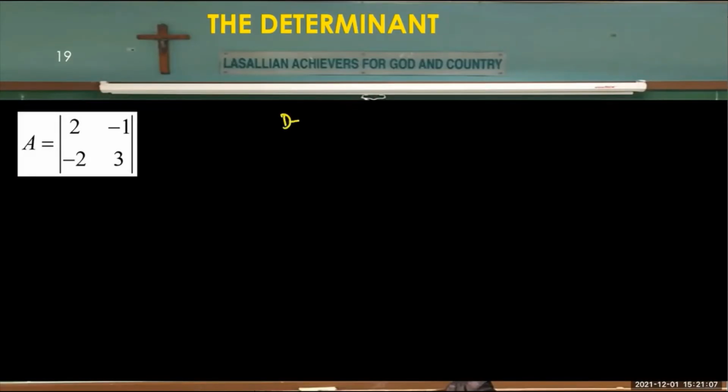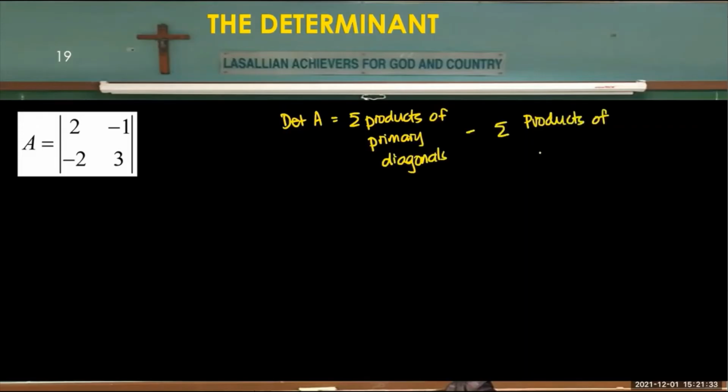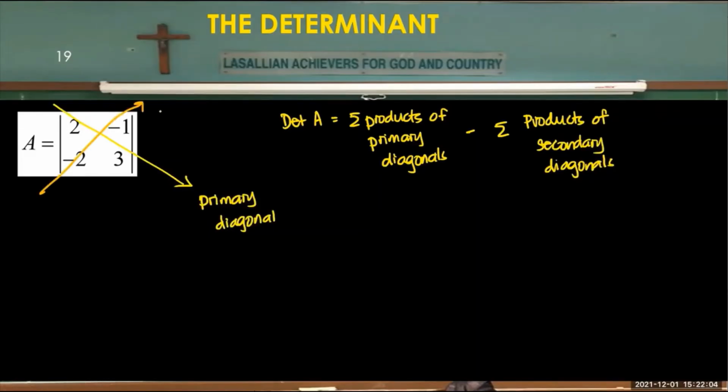So here, the determinant of a matrix, let's just say determinant of A, is the sum of the products of primary diagonals minus the sum of the products of the secondary diagonals. So what are primary and secondary diagonals? This one, that one there, is what you call the primary diagonal. And then this one here, it's not straight, this is the secondary diagonal.